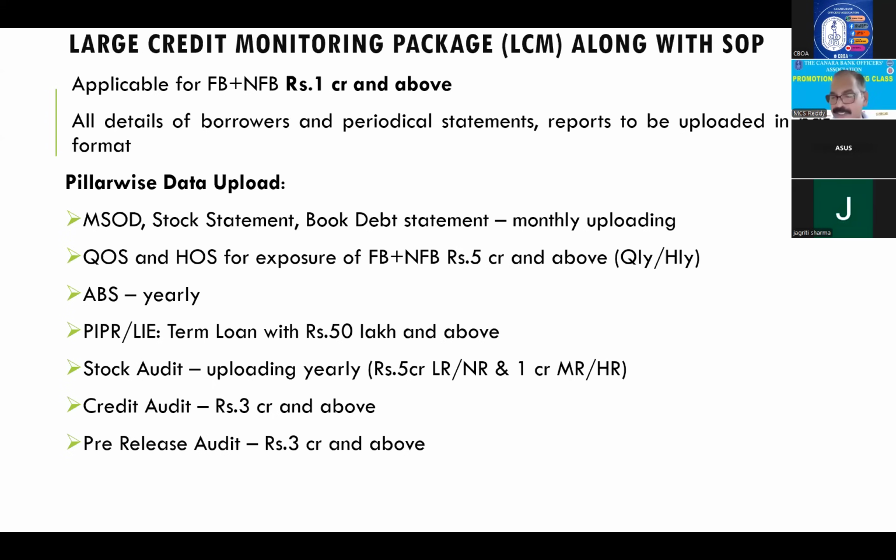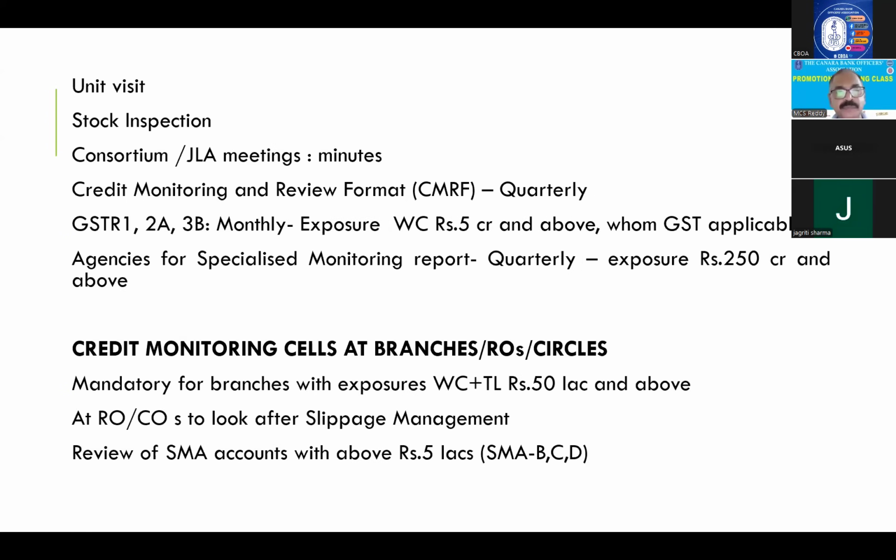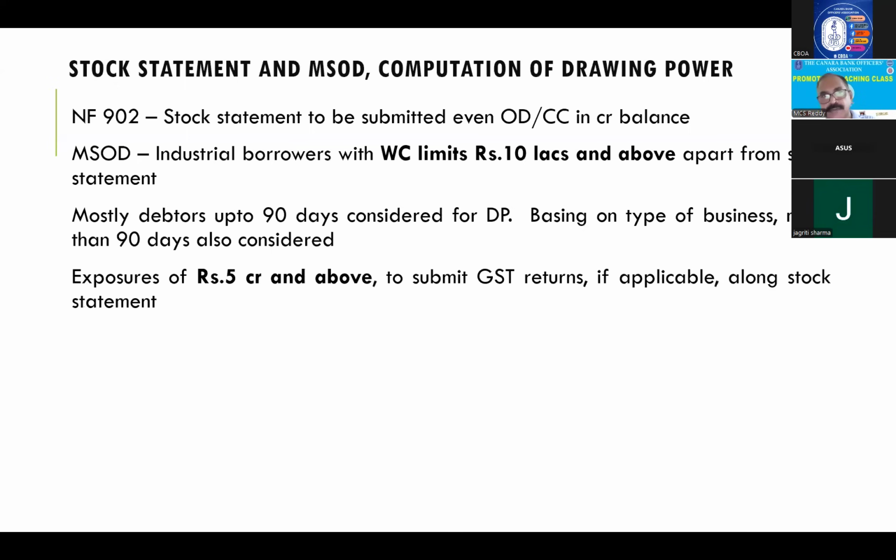Next, higher authorities for review purpose. Credit monitoring cells at branches, ROs and circles. Separate cells also we have to set up, and it is mandatory for branches with exposure in working capital and term loan of 50 lakhs and above. At RO and CO, to look after slippage management: review of SMA accounts above 5 lakhs, with branches or ROs or COs. SMA, B, C, D. Okay.